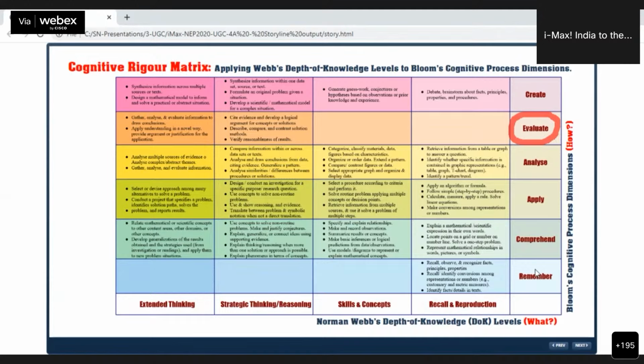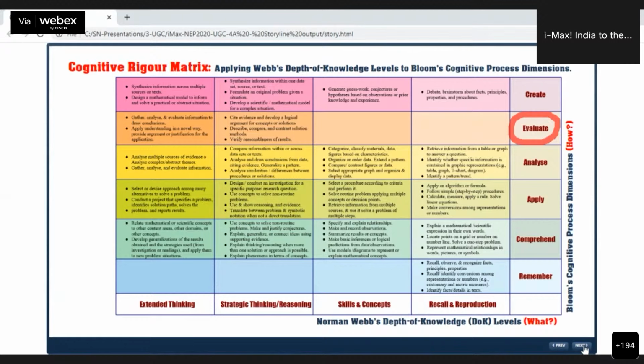cognitive rigor metrics? The only difference is that on the right hand side, that is on the y-axis, it is remember, comprehend, it is a Bloom's taxonomy. But on the x-axis, instead of giving the knowledge level, they made it a depth of knowledge. For example, in the first column, it is recall and reproduction, then skills and concepts, strategic thinking and reasoning, and the fourth one is extended thinking.